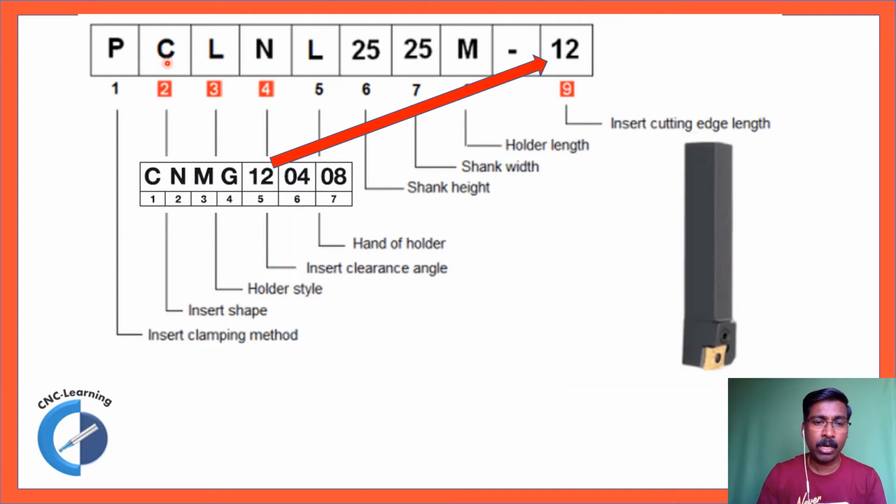So this we already discussed, it's the shape of the insert. Then this is the holder style. So this style is L. This is the clearance angle on the insert. Then this is the hand of the holder, whether it is left hand, right hand or neutral. Based on that, this will become L, R and N. And this is the shank size. This is a 25 by 25 shank. It can be 20-20, 16-16 based on the requirement. And this is the holder length.